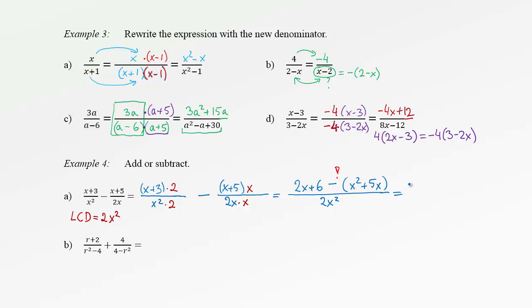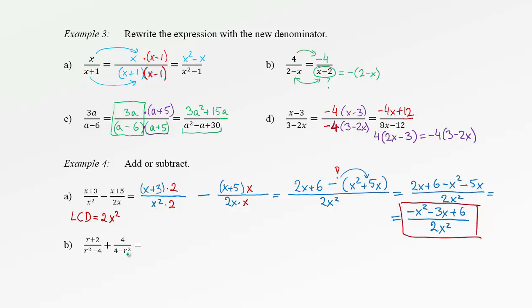So now it's time to release the bracket. We have 2x plus 6 minus x squared and minus 5x, because this minus changes the plus into minus. 5x over 2x squared. Let's carry on. Start our numerator with the highest exponent, so it will be negative x squared. Now we need to combine 2x and negative 5x, so it's negative 3x, and copy plus 6. Everything over 2x squared. And it looks like we can't really cancel anything because the numerator is not factorable. So that will be our final answer.